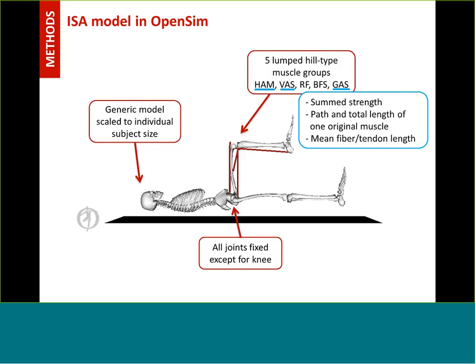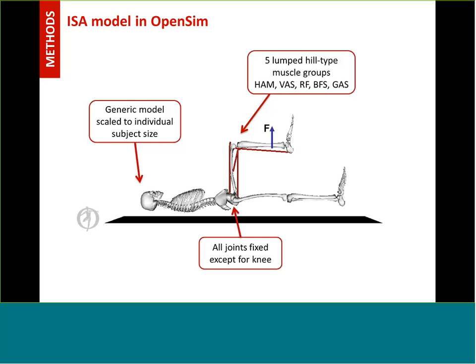Our lumped muscles had the combined strength of the original muscles, but they followed the path of one of the original muscles and also had the total muscle tendon length of this original muscle. And the fiber to tendon length ratio was averaged over the original muscles. Finally, the force as applied to the tibia in the experiment was also applied to the model at the exact same position on the tibia as measured experimentally.